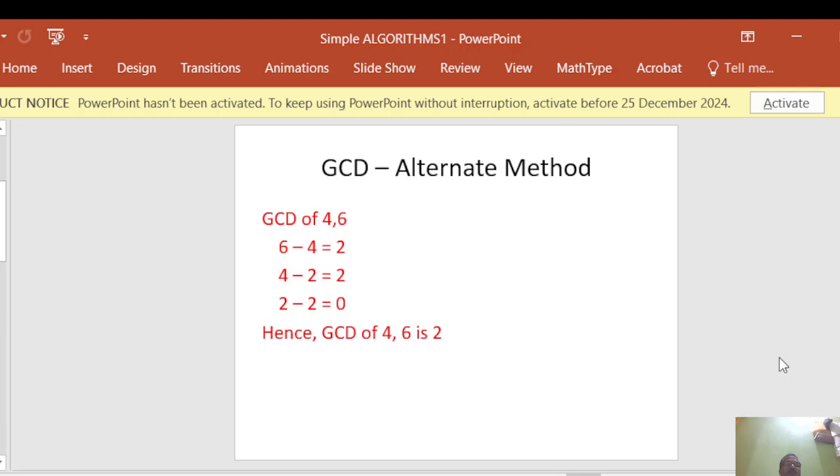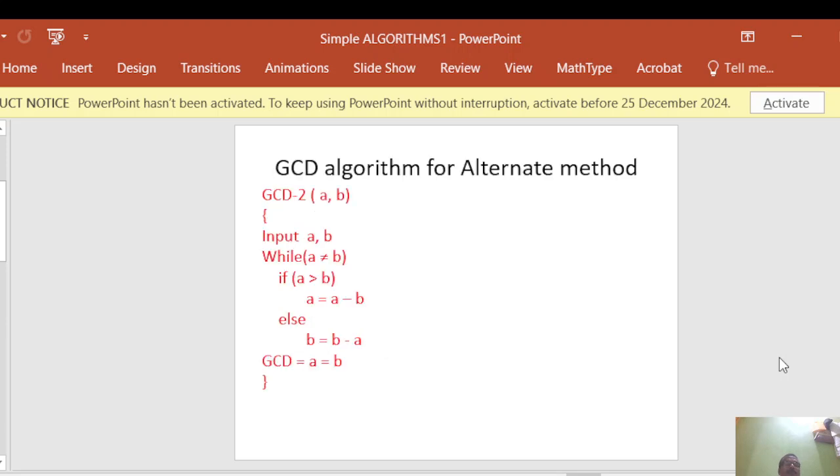So in the pseudocode, you should have two variables for storing the two inputs. Then you have to find the bigger number among the two and subtract the smaller number from the bigger number. Look at the pseudocode GCD2 of A comma B. Input is A, B.